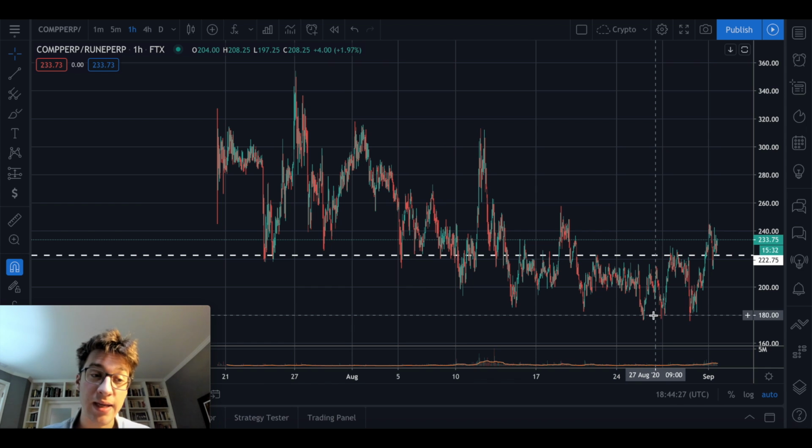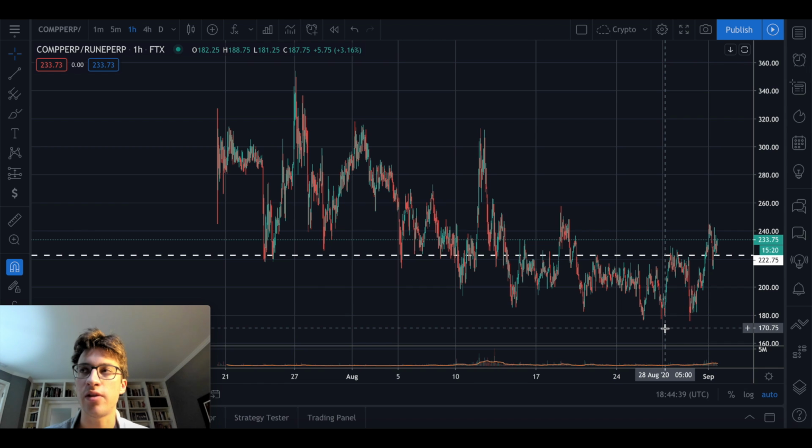You would want to buy comp perp and short Rune perp, because if you long comp perp and short Rune perp, you're essentially longing this pairs ratio. So if this price goes from 180 to 200, then you're going to make a profit of about 11% by my math, 11.1%. So, well, how much money would that be?